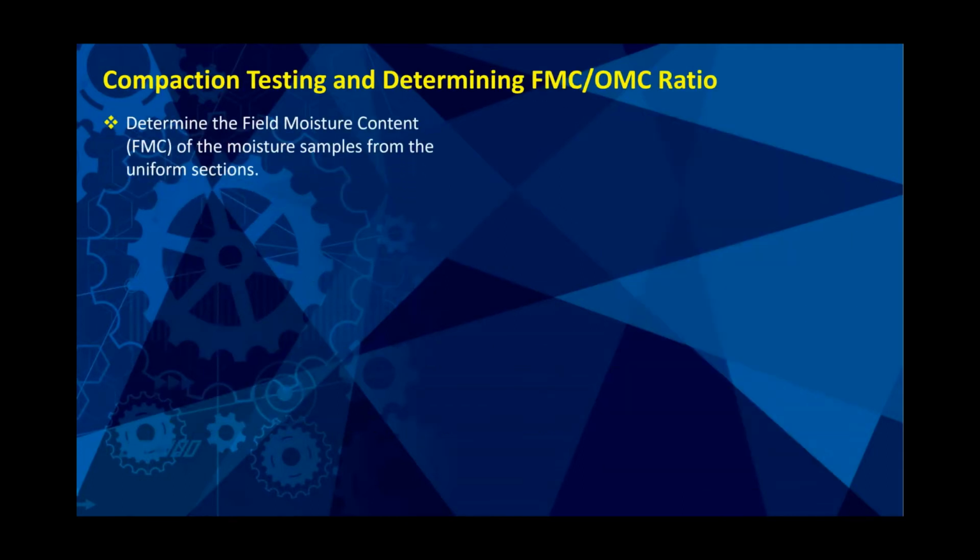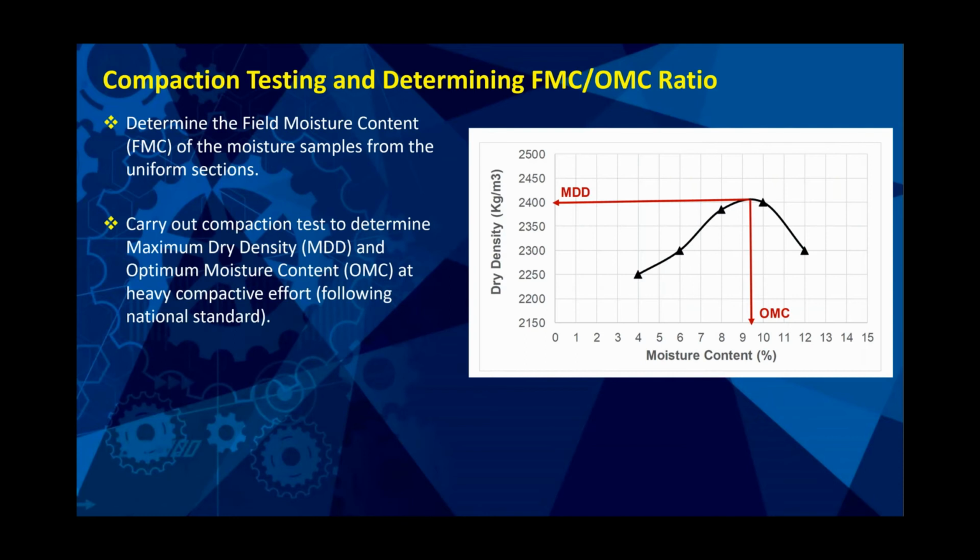Before you carry out a compaction test, you should determine the field moisture content of the moisture samples that you have taken from the uniform sections. The compaction test is the standard compaction test used to determine the maximum dry density and optimum moisture content at heavy compaction effort. And you must follow your national standard when carrying out these tests.